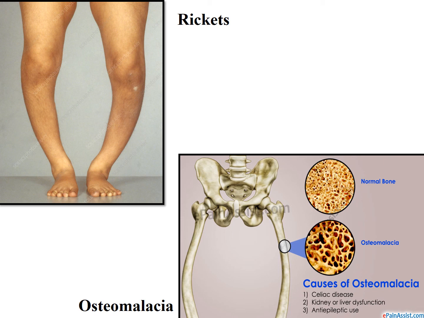The second major problem of vitamin D deficiency is osteomalacia. Here is the picture which shows normal bones and osteomalacia-affected bones. The normal bones have this structure, where the bone structure is very close, but if the bones are affected, the person having this deficiency of vitamin D can have more deficiency of vitamin D.